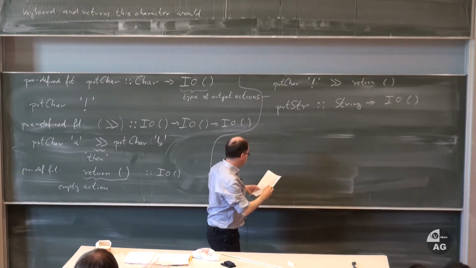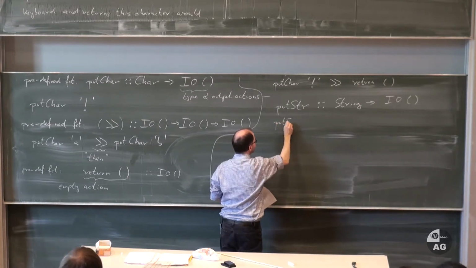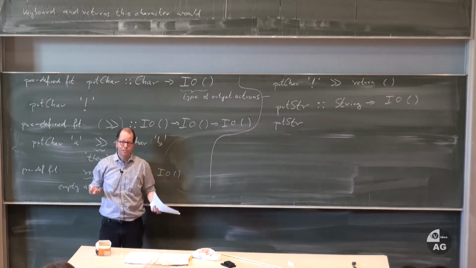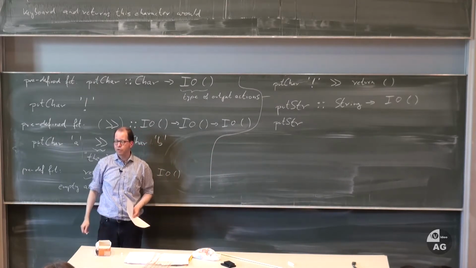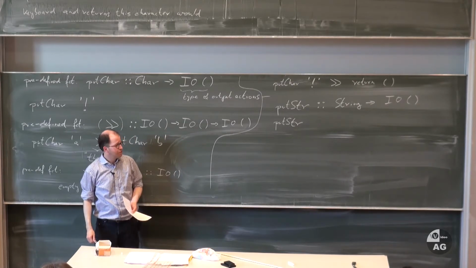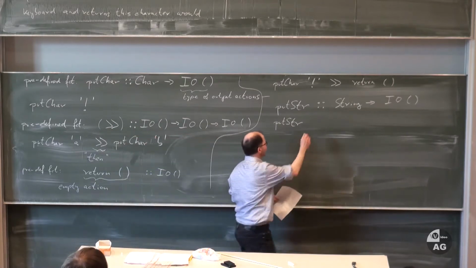OK, so now let's define it. This is the type declaration. Now we have the function declaration. And the nice thing about strings in Haskell is they are just lists of characters. So we can do ordinary pattern matching on lists of characters. So there are two cases. Either the list is empty or the list is non-empty.